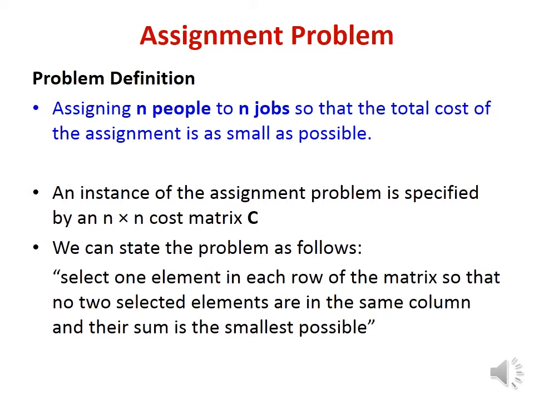So I repeat, the problem definition is like this. Given n people, n jobs, an n cross n cost matrix is given. We need to find n assignments, one person to one job. So n assignments we are supposed to do such that the cost is as minimum as possible.